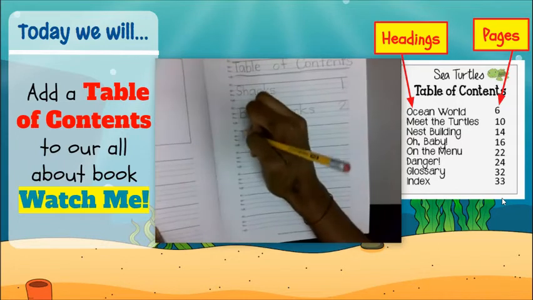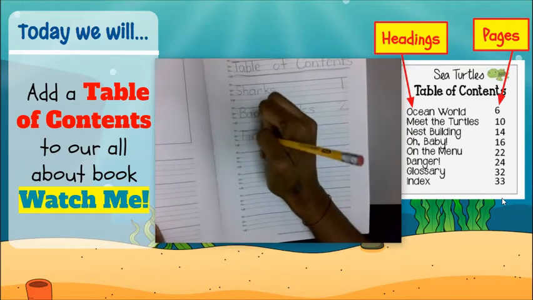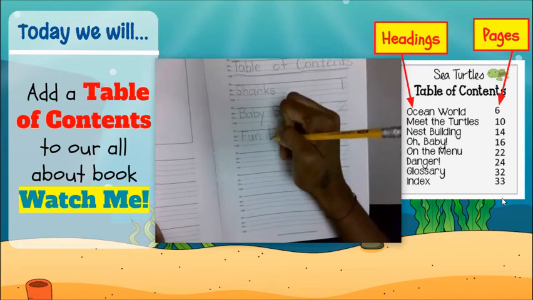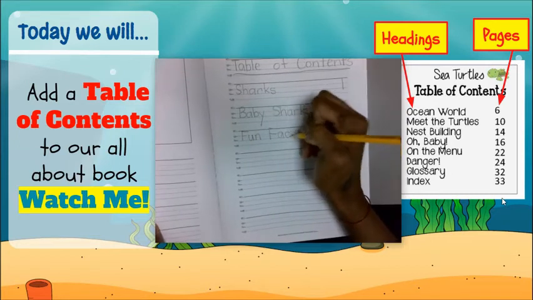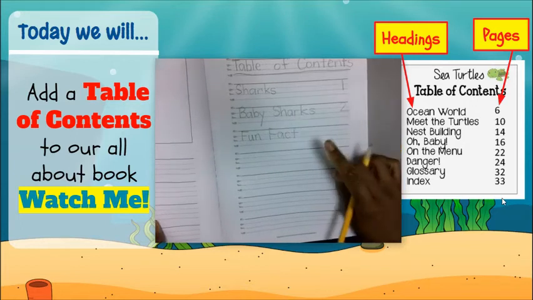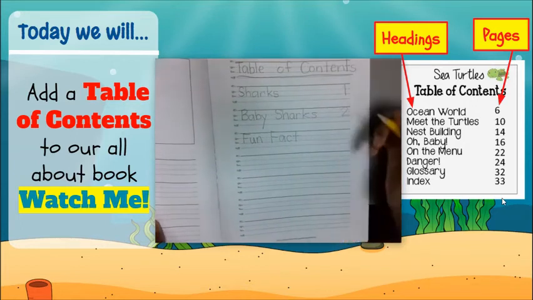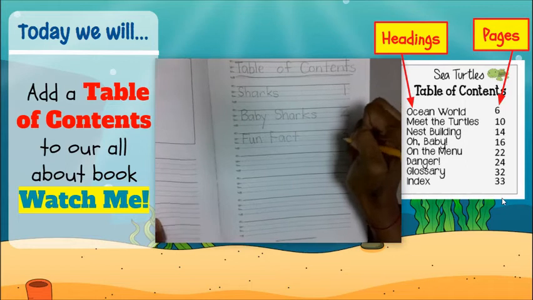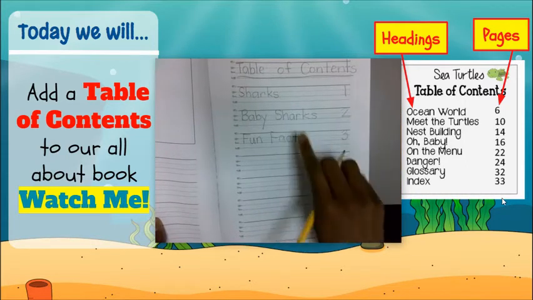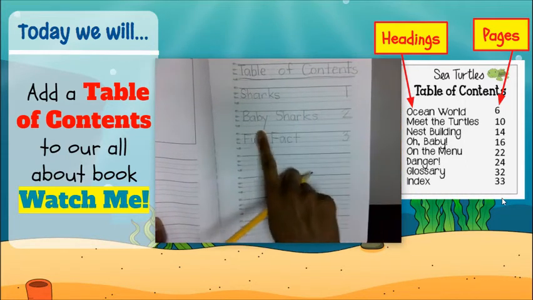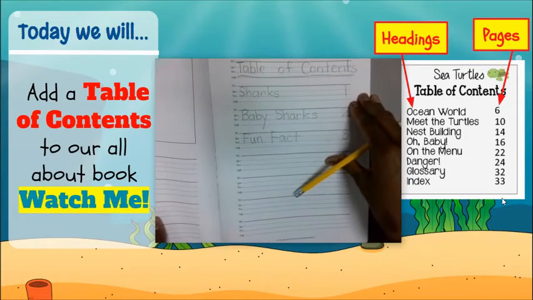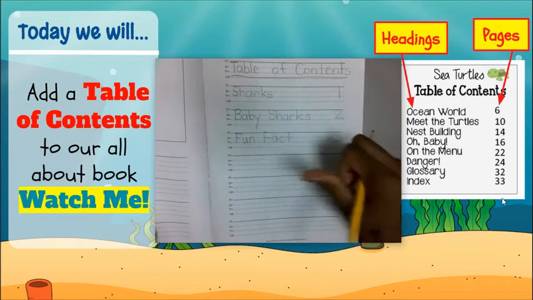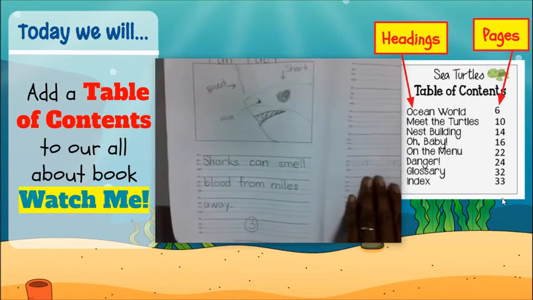Fun fact. So this will be really easy for other friends that are reading my book to go ahead and navigate, right? And they can just jump around and learn about different things, right? Now, maybe the person that reads this book doesn't want to read sharks, but they want to read about baby sharks, so they can just go straight to page number 2. That is why the table of contents is so amazing. Let's continue, friends.